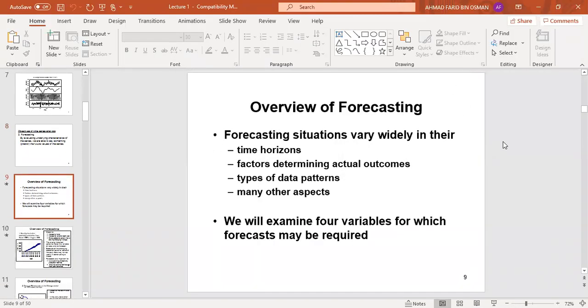Okay, so a view of forecasting. In order to produce a good forecast, it depends on a number of things. Forecasting situations vary widely, first in their time horizon. How far do we want to produce the forecast, whether it is a short-term forecast or a long-term forecast? It depends on the data.